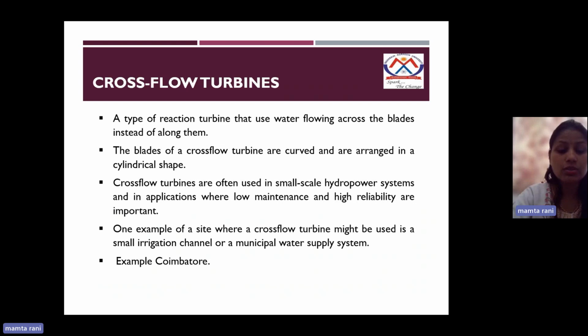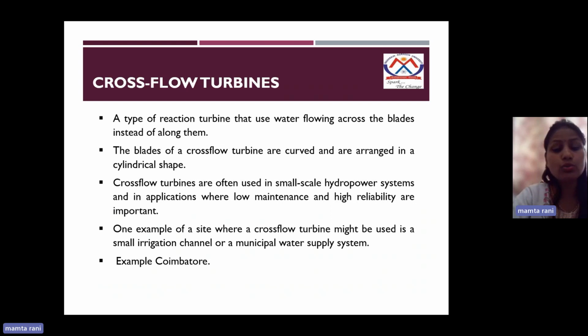Cross flow turbines could be used to generate electricity from water flowing through a water supply pipeline. A common example of cross flow turbines is in Coimbatore. Here the cross-flow turbines are used in small-scale hydropower systems to generate electricity from irrigation canals. These turbines help to reduce the city's dependence on fossil fuels, as we already told you, and provide a reliable source of clean energy for the local farmers.